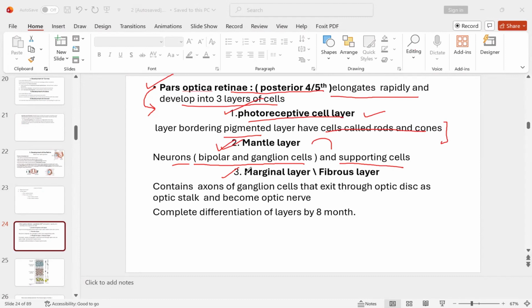Third layer is the marginal or the fibrous layer. This layer contains only axons of ganglion cells that exit through the optic disc as optic stalk and become optic nerve. This differentiation of the pars optica retini into the three layers completes by the 8th month of gestation. So let me explain these layers of pars optica retini with the help of diagram.